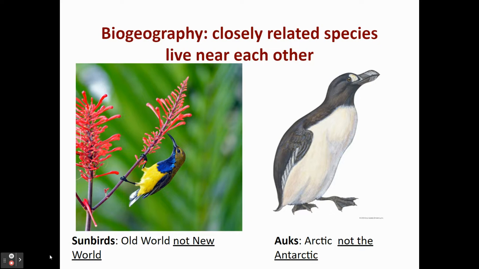Now, can a sunbird ever mate with a hummingbird or an auk with a penguin? No. They are not closely related. They have different chromosome numbers and things of that nature, different behaviors. So there are lots of different reproductive isolating mechanisms that keep these species separate, but the environmental conditions led to similar adaptations.